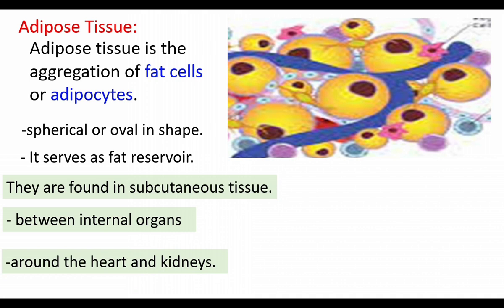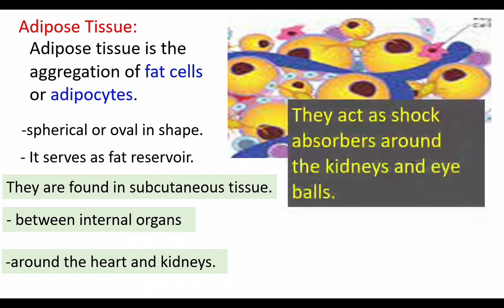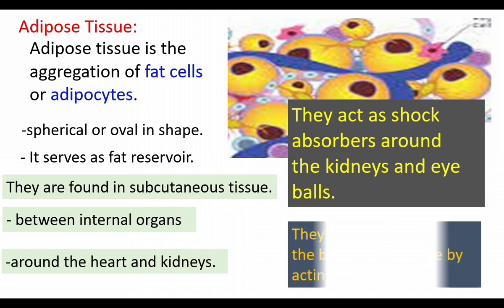Around the heart and kidneys, the adipose tissue acts as a cushion, with a sponge-like appearance. They act as shock absorbers around the kidneys, eyes, and heart. When the adipose tissue is found around the organs, it acts as a shock absorber.